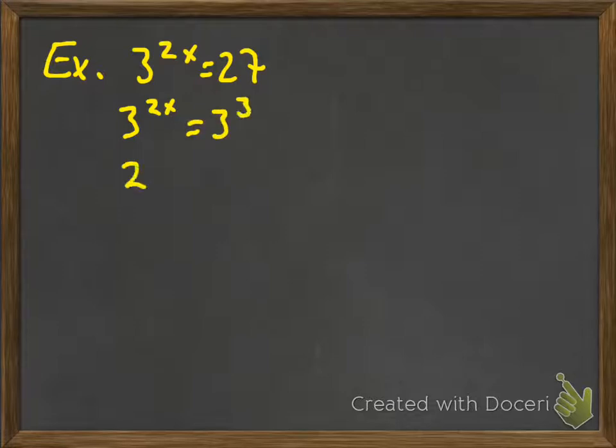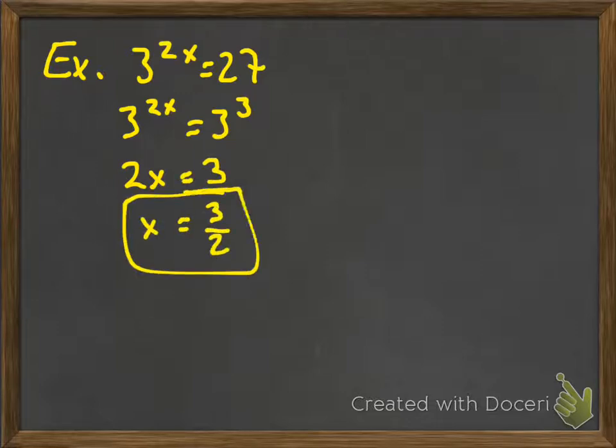Okay, so next example, same thing. Again, you should know that 27 is a power of 3. It's actually 3 to the 3rd power. And now that they're the same, I can drop the 3's and say 2x is equal to 3, divide by 2, and I get x equal to 3 halves.